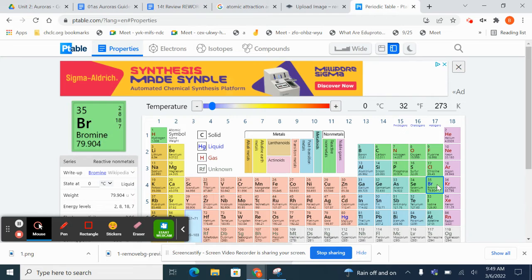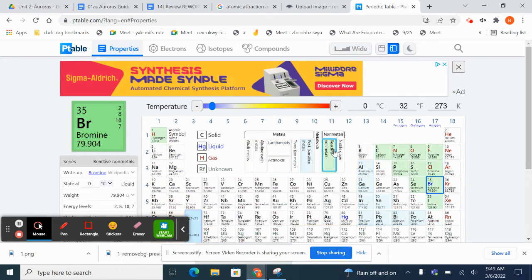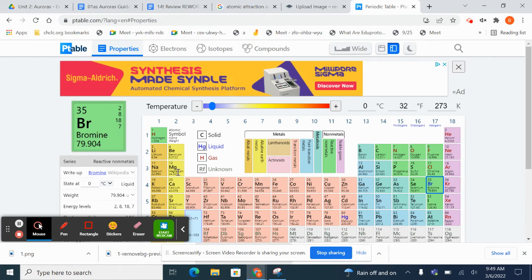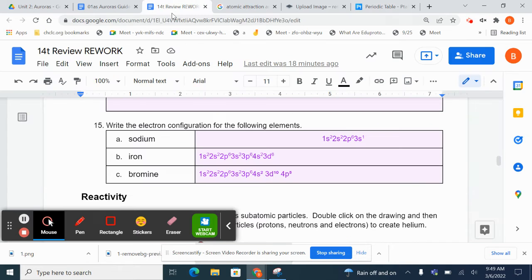Over here, so we can see we have everything that iron has. So 1s2, 2s2, 2p6, 3s2, 3p6, 4s2, 3d, now out to 10, and then we're going to add on 4p5. 1, 2, 3, 4, 5, the fifth block.